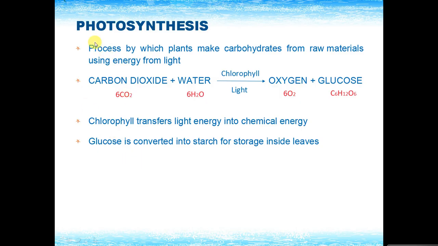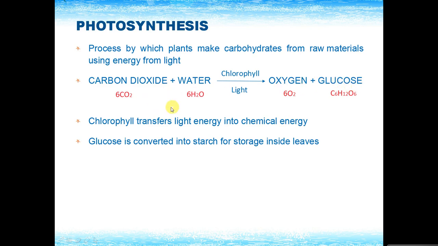So I guess it's easiest to start off with the basics. What is photosynthesis? Photosynthesis is defined as a process by which plants make carbohydrates from raw materials using energy from light. Those that are undertaking the core curriculum just need to know the word equation for photosynthesis, which is carbon dioxide plus water, with chlorophyll and light, making oxygen and glucose.